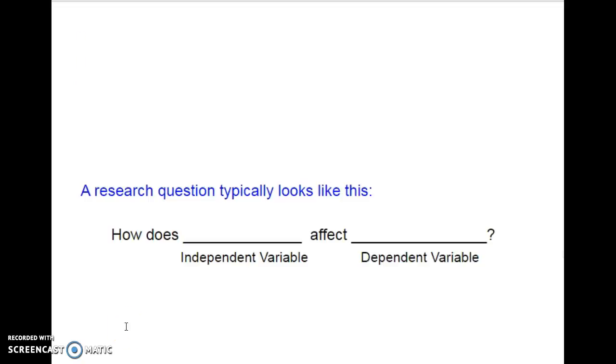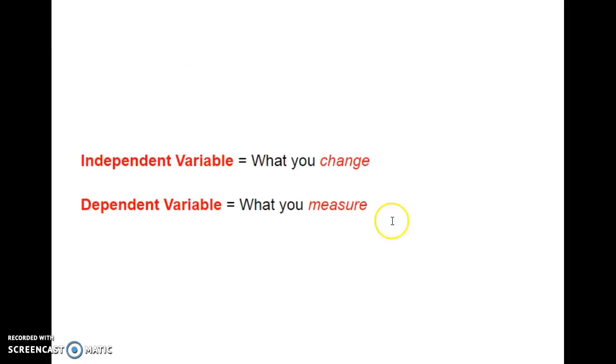So I'll talk about what each of these terms mean, and then I will show you two examples so you can see what it looks like when your research question is fully written out. So the independent variable is the thing that you are changing in your experiment, and the dependent variable is what you are measuring. So the dependent variable depends on how you change the independent variable.